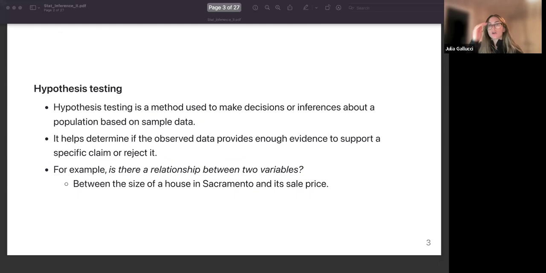Okay. So hypothesis testing is a really powerful method that helps us draw conclusions about a population using sample data. It allows us to determine whether the data that we observe provides enough evidence to support or reject a particular claim. Within the context of linear regression, it can answer questions like, is there a relationship between two variables? For example, is the size of the house in Sacramento related to sale price? By setting up hypotheses and testing them systematically, we can decide whether these relationships that we see are statistically significant or just due to random chance.